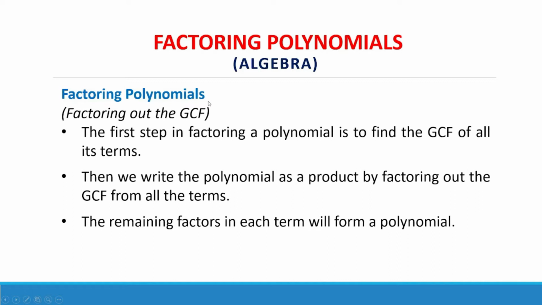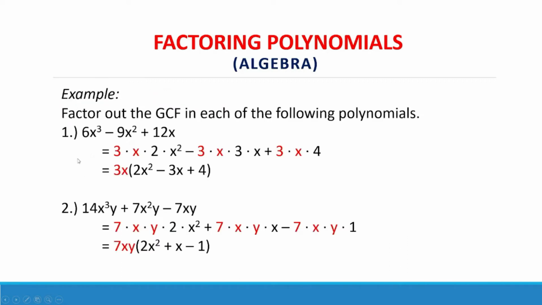And for factoring polynomials, factoring out the GCF, the greatest common factor: the first step in factoring a polynomial is to find the GCF of all its terms. Then we write the polynomial as a product by factoring out the GCF from all the terms. Lastly, the remaining factors in each term will form a polynomial. Example: factor out the GCF in each of the following polynomials. Number 1, 6x cubed minus 9x squared plus 12x.